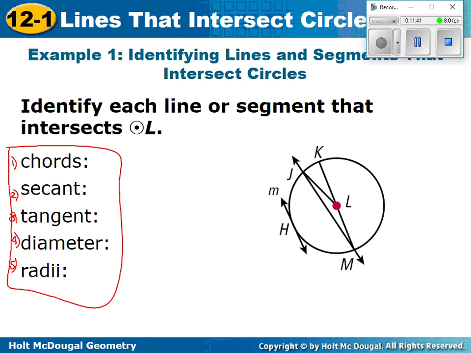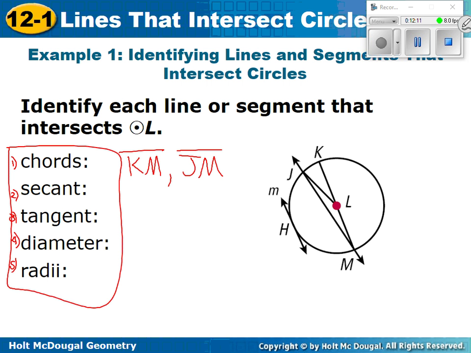See how you're doing? Let's go with Hallie, give me a chord. KM. And make sure when you name that chord that you put a segment above it. Are there any other chords? No other chords? There should be one. Very good. JM. JM is also a chord if you put a line segment above it.